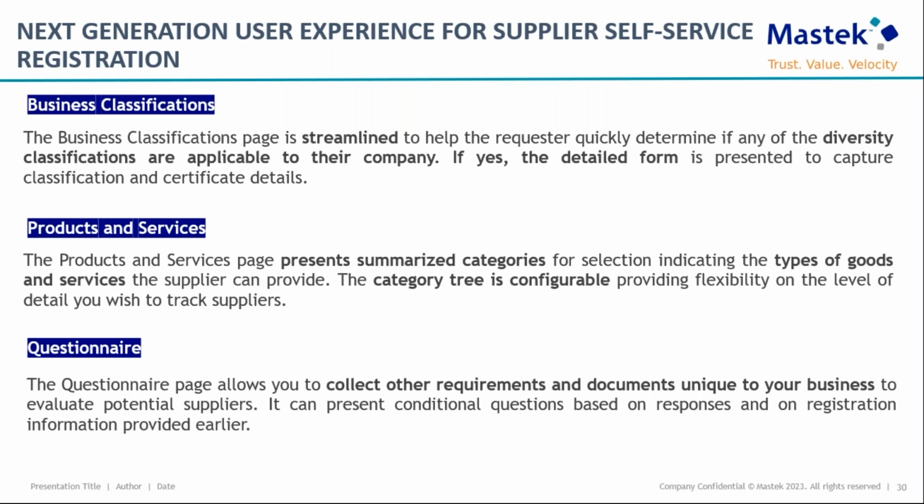Next one is the product and services details. Preset summarized categories are available on this page to capture the types of goods and services that the supplier can provide or cannot provide. This is also customizable, so the category tree we can configure according to our need. Next one is the questionnaire. This page will be used to collect information specific to our businesses or any other details that we were not able to capture during all the details that we have already asked. So this page will be used for that particular purpose.